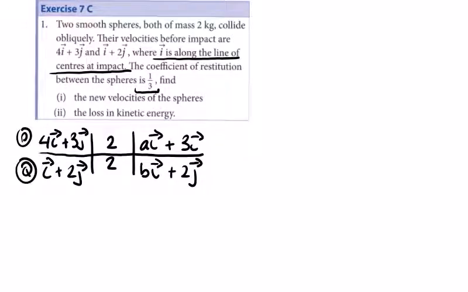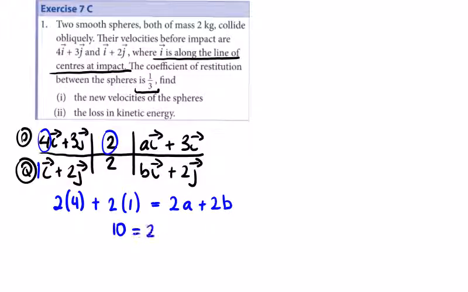So let's apply our two formulas here. Conservation of momentum we'll do first. So our 2 by our 4, plus our second 2 by the 1 that's in front of that i, would have to be equal to 2 times A plus 2 times B. So 8 plus 2 is 10, equal to 2A plus 2B.